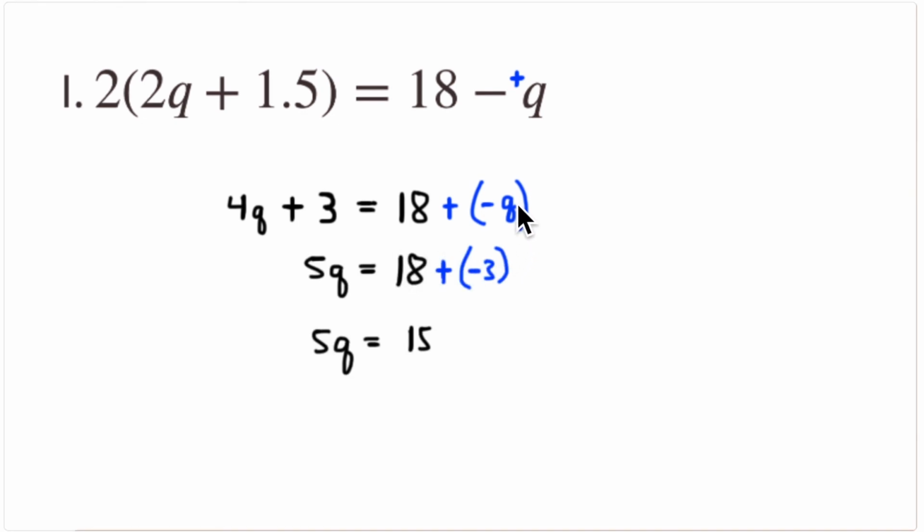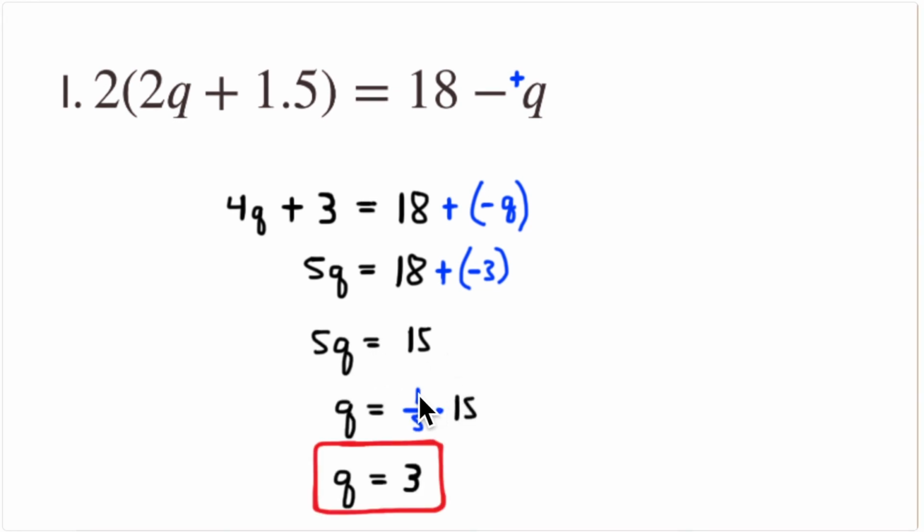So add a positive q here, that gets rid of this negative q, and add a positive q here, this becomes 5q. Add negative 3, so 18 plus negative 3 equals 15 on this side, and 5q on this side. Well, 1/5 of 5q is equal to 1/5 of 15. 1/5 of 15 is equal to 3. So q equals 3. So you go back up here and replace this q with 3.